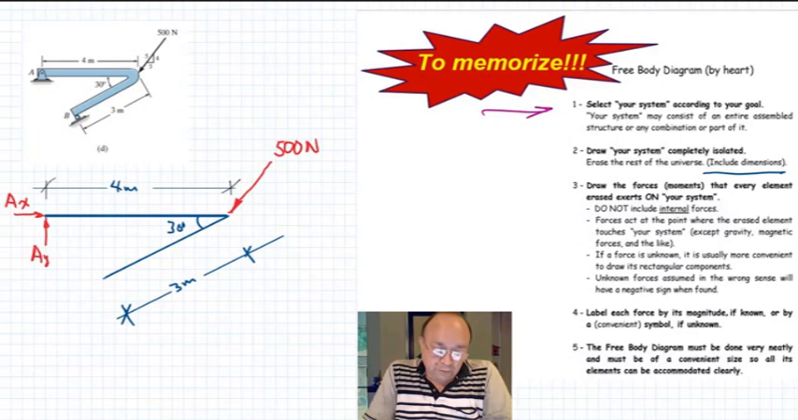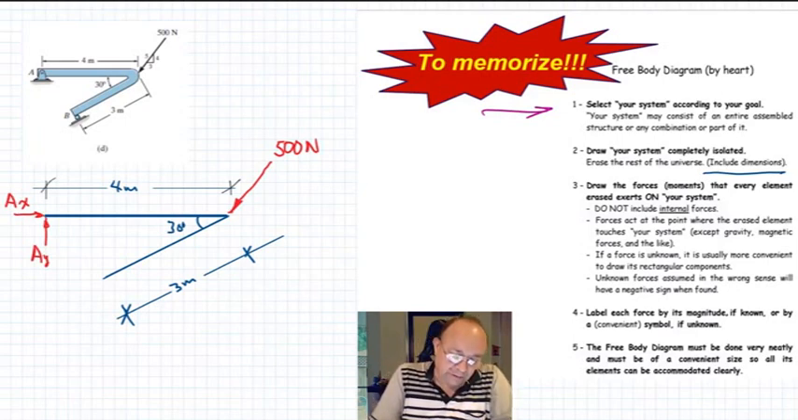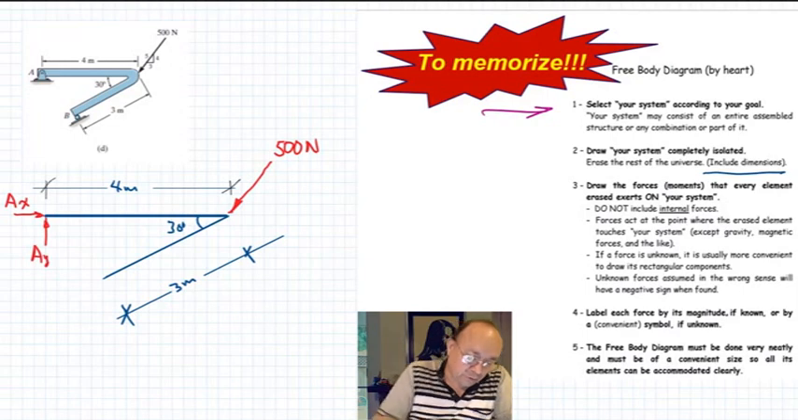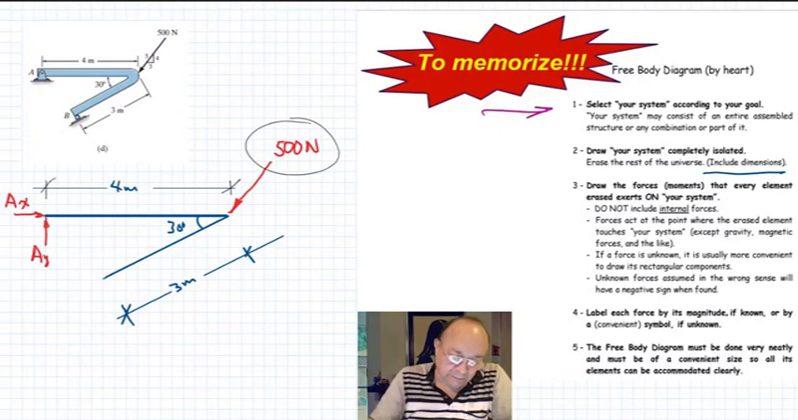Okay, you draw your system completely isolated, include all the dimensions, erase the rest of the universe. The forces will be applied at the point of contact with whatever element we erased. If the force is unknown, you put the label. Here it is the value, and if you don't know it, you just put a name. I am missing the one here at point B, so it will be a reaction like this that I'm going to call RB.